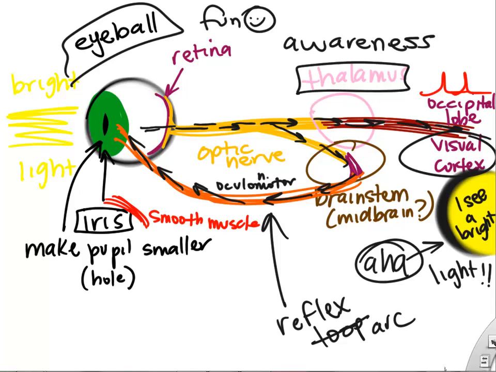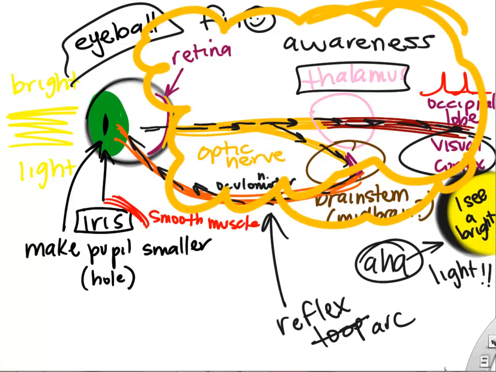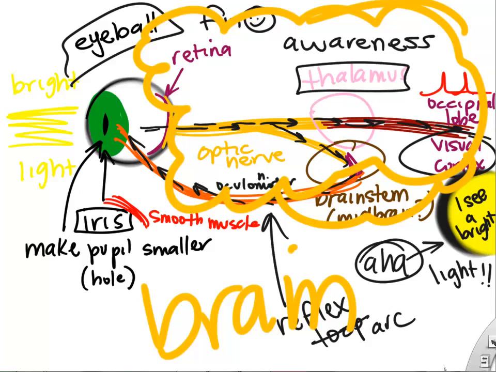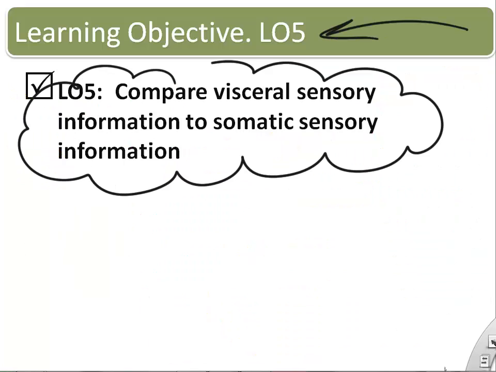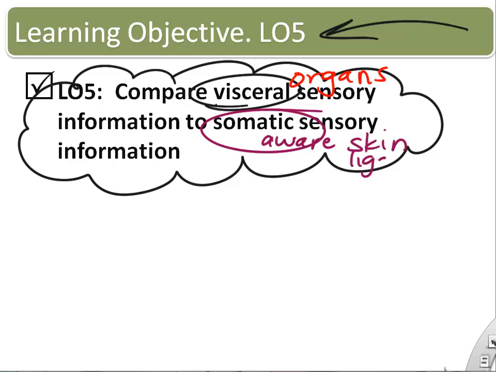So just to give you an idea a little bit about reflexes that we'll talk about and you may have heard about. This one just involves the brain, it didn't involve the spinal cord. Now let's compare visceral sensory information versus somatic sensory information.